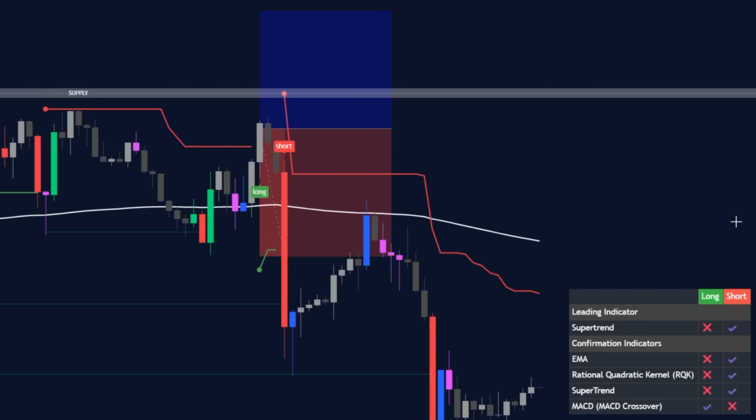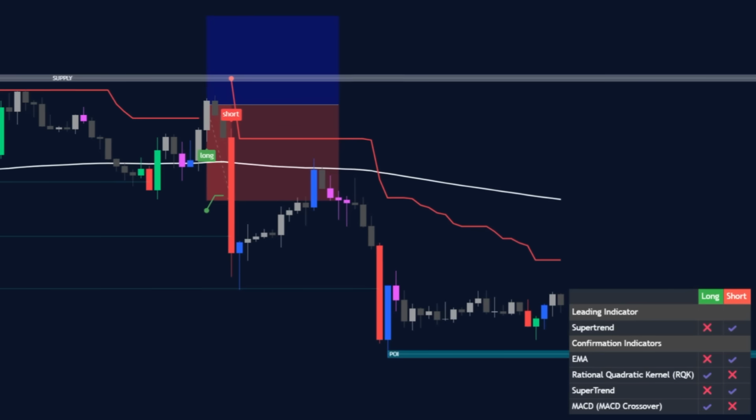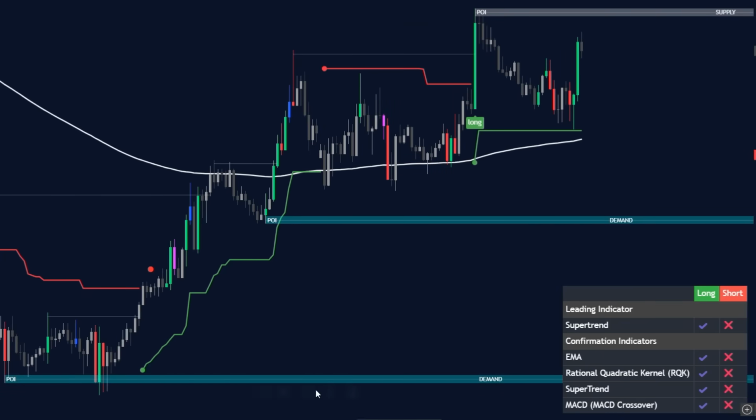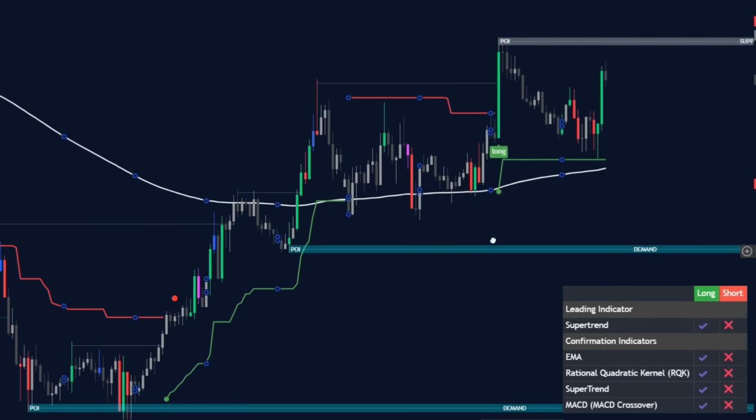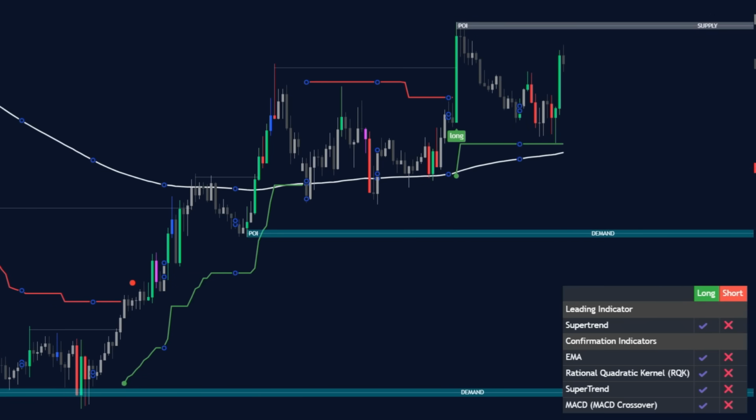So, rank number 3 is an absolute beast for trend trading. But it has one weakness. It struggles to catch the exact top and bottom of the market. By the time the trend is confirmed, you might have missed the first 20 pips.